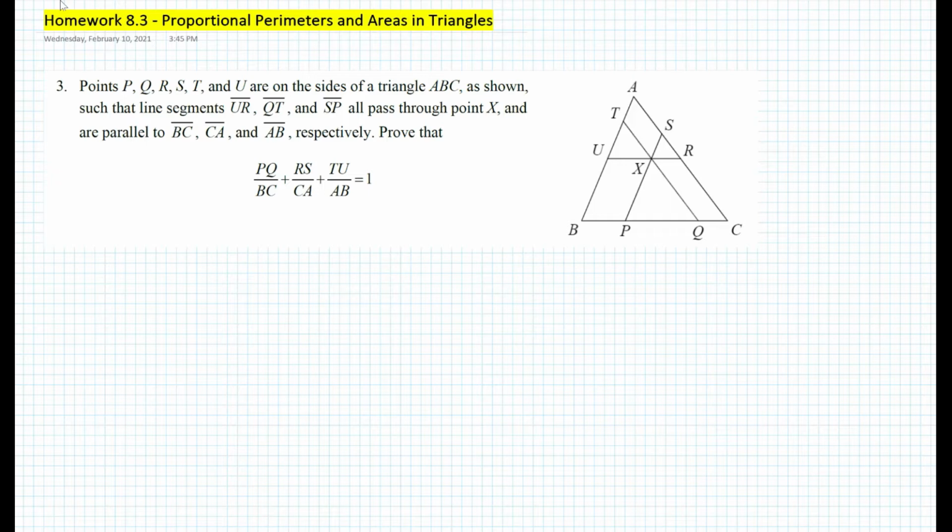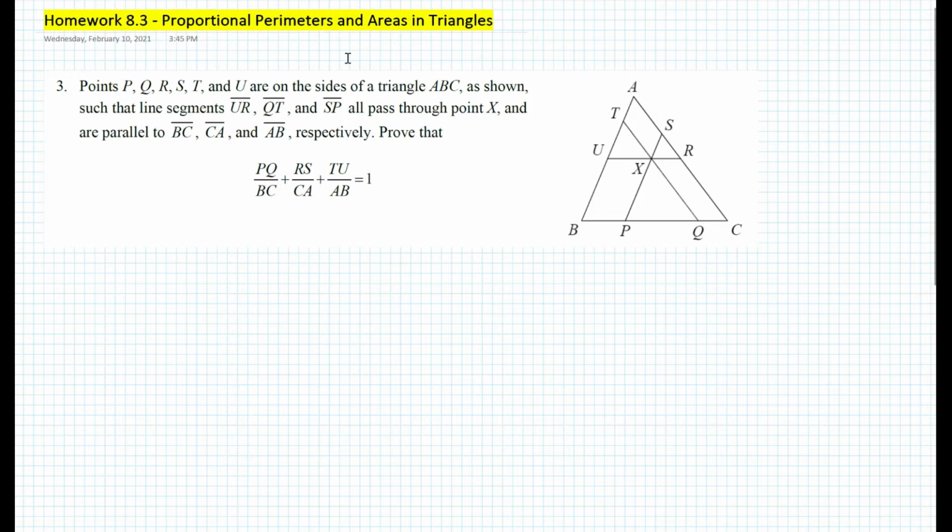In today's lesson, I would like to go over homework 8.3 on proportional perimeters and areas in triangles, specifically numbers 3 and 5, due to the high difficulty level. So here we're given the following.